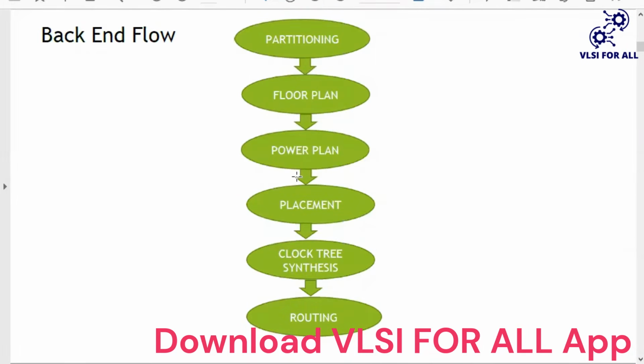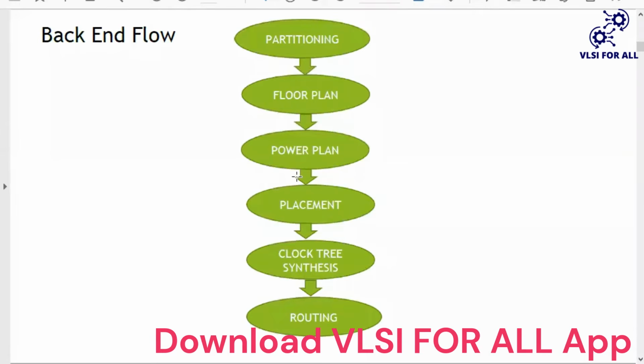Whatever cells you place at the floor plan level, all these cells require power. Power means the power plan stage. At the power plan stage, power will be distributed equally to standard cells as well as your design macros. Industry does not call them macros; industry calls them IPs.